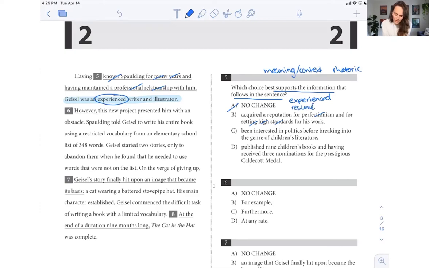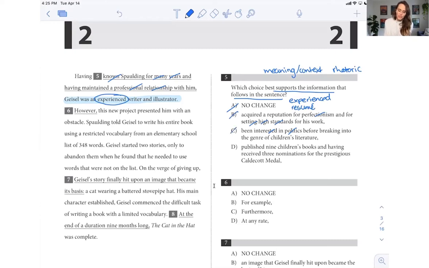Then interested in politics before breaking into the genre of children's lit. Interested in politics? No. Maybe if they talked about something he did in a political career pertaining to the education of children, that would be something for his experience, but just that he had an interest is not sufficient here. So B and C are both out.